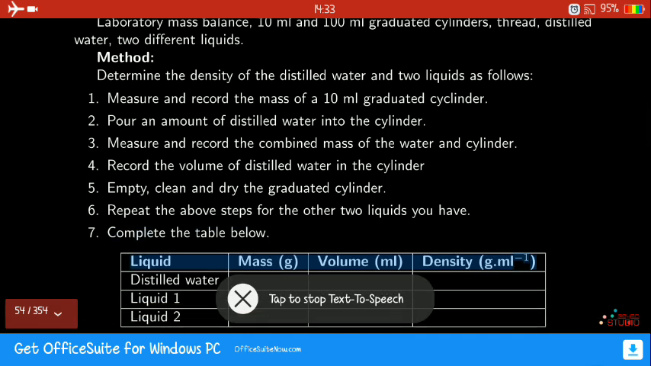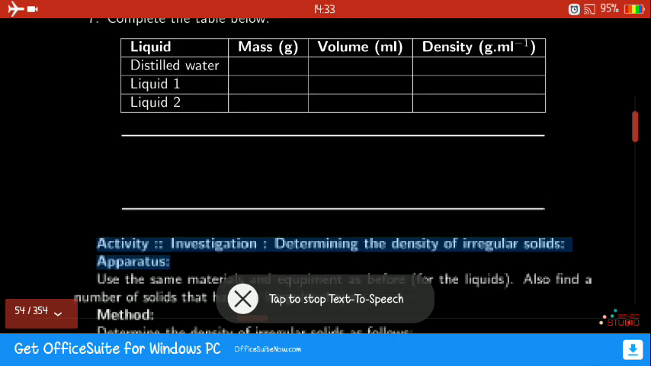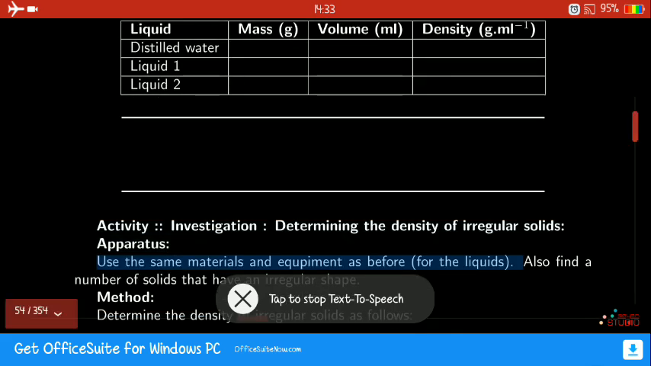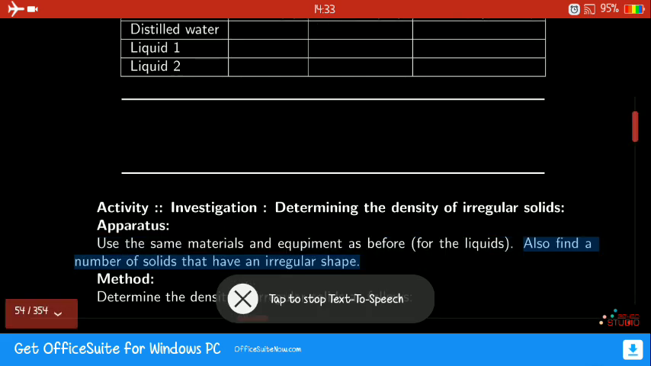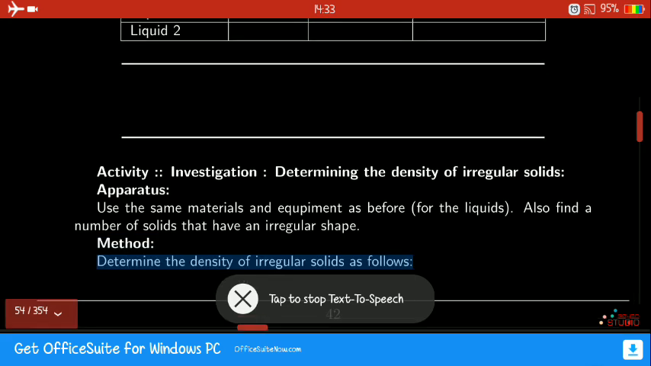Table: liquid, mass in grams, volume in milliliters, density in g/ml. Distilled water, liquid 1, liquid 2. Activity, investigation: determining the density of irregular solids. Apparatus: use the same materials and equipment as before for the liquids. Also find a number of solids that have an irregular shape. Method. Determine the density of irregular solids as follows.